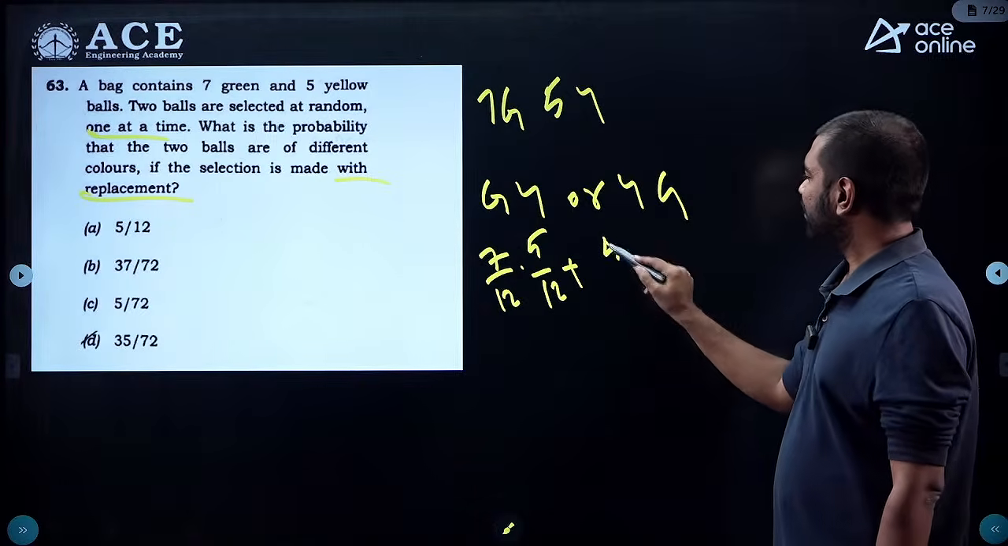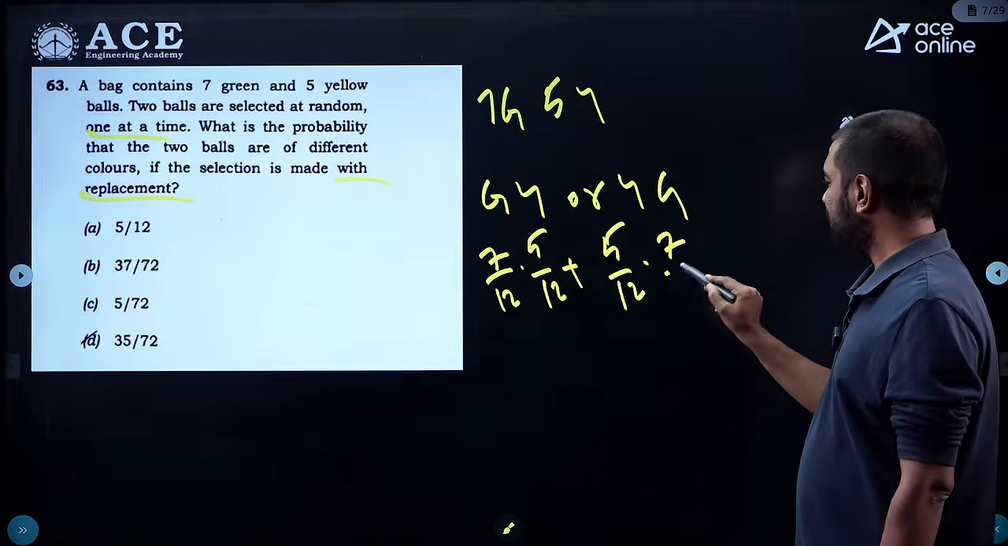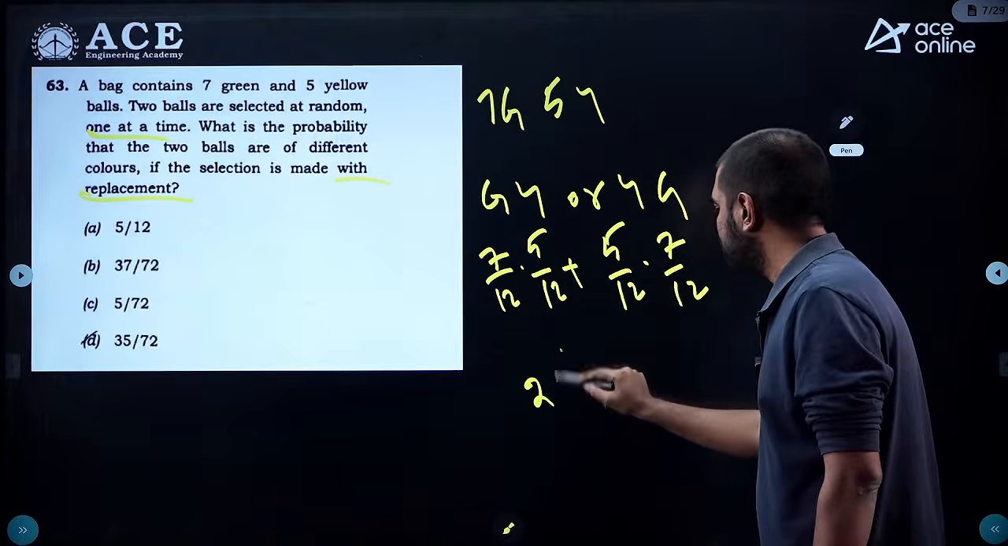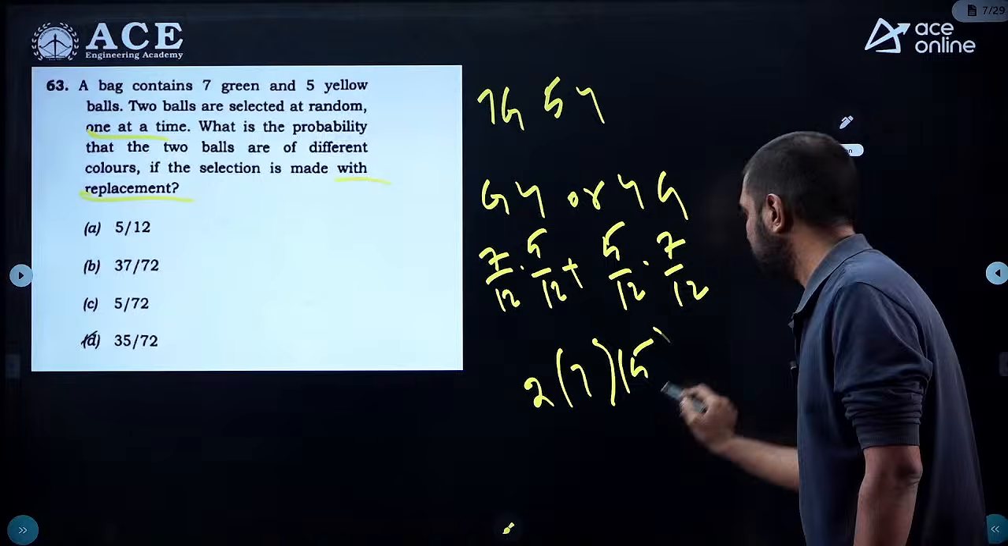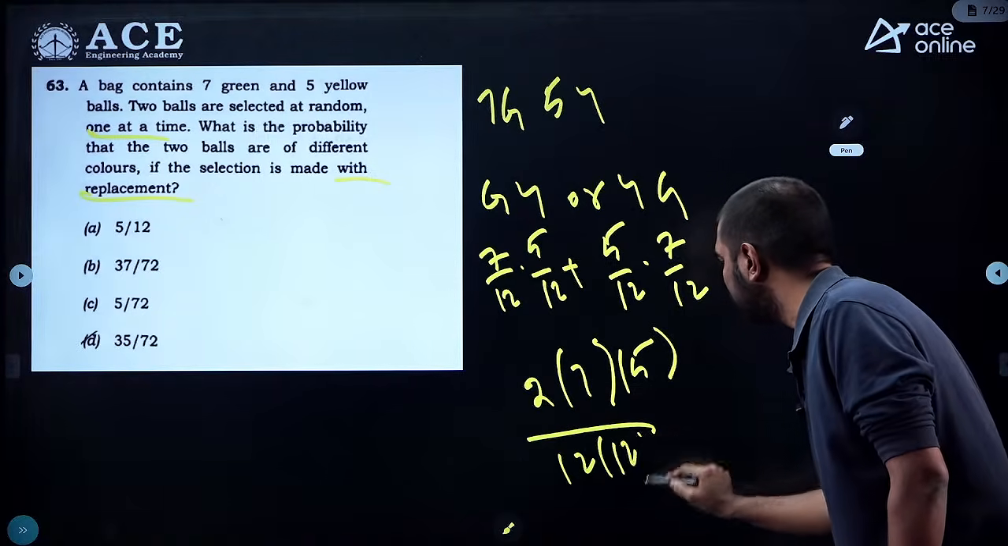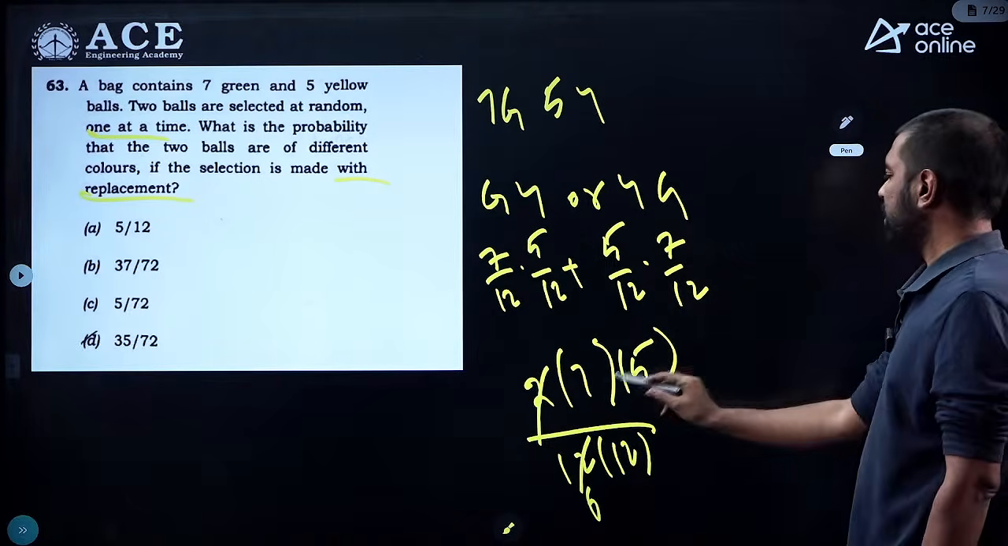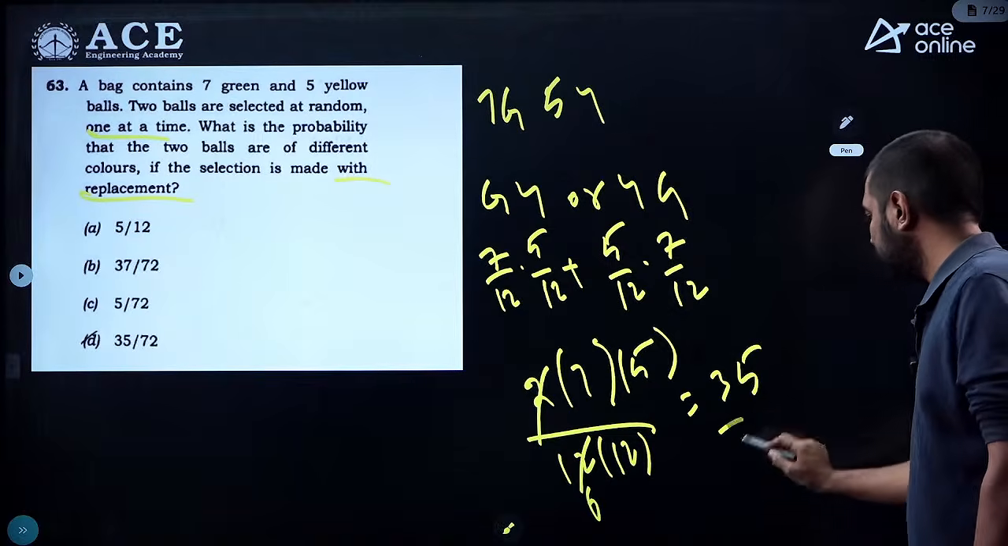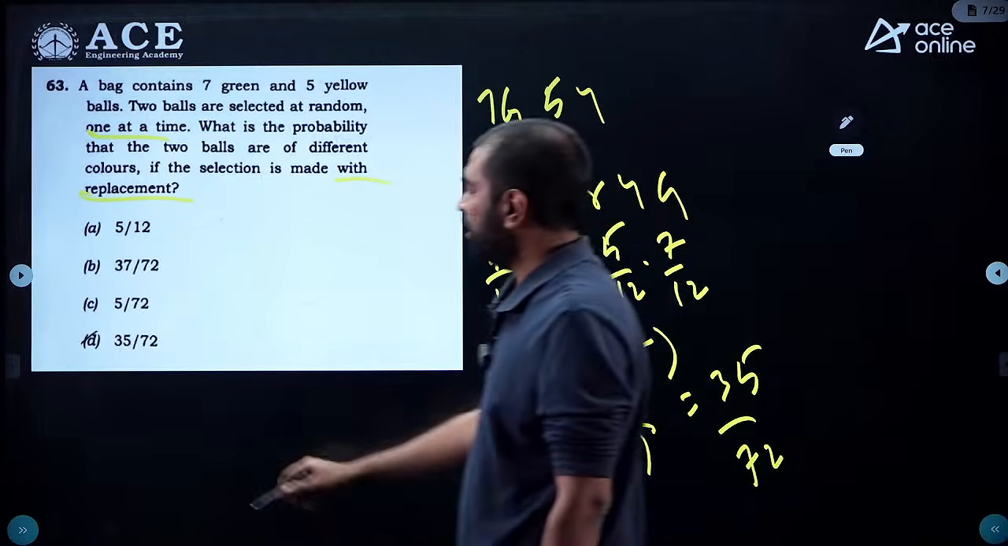Plus yellow green is the same thing, 5 by 12 into 7 by 12, which is 2 times 7 into 5 by 12 into 12. So this cancels by 6 times. The numerator is 35, the denominator is 72. Do we have any option like that? Yes.